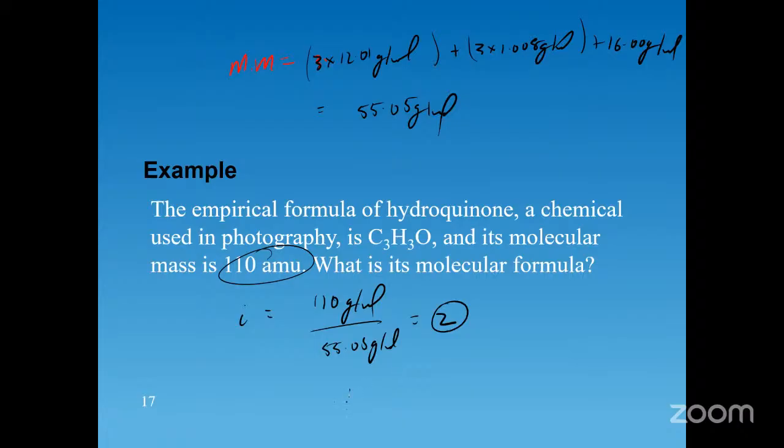So to get the molecular formula, that would be equal to C3H3O, all multiplied by 2. So the final answer is going to be C6H6O2. And that's how that is done. All right? Okay, any questions about this one? Any questions?